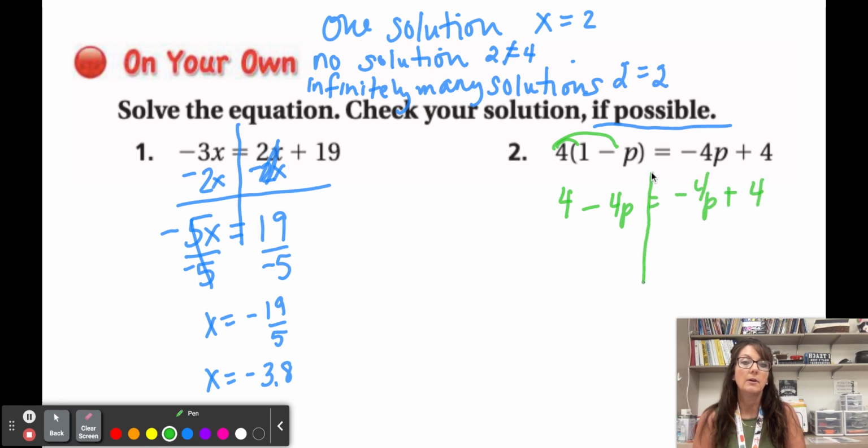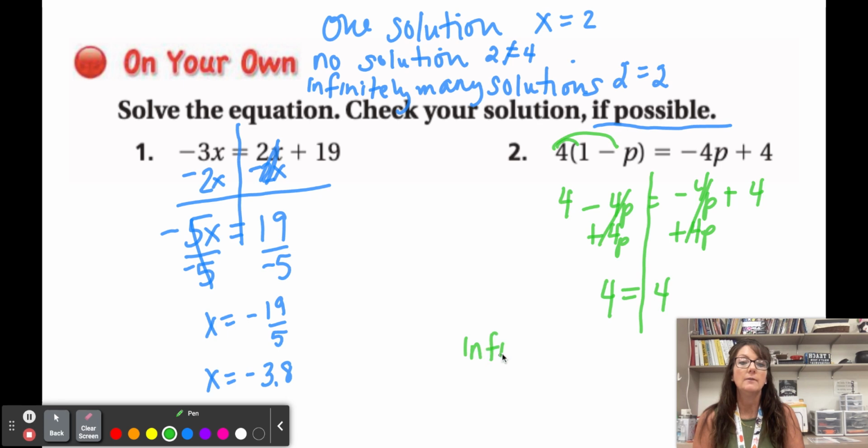So let's go ahead and bring the variable term here, and then we can maybe bring the constant to the right, or however you want to do this. Since that's negative, we're going to add 4p to both sides. Oh, and look, that's also negative. So negative 4 plus 4 is 0. Negative 4 plus 4 is 0. We end up with 4 is equal to 4, and that is always true.